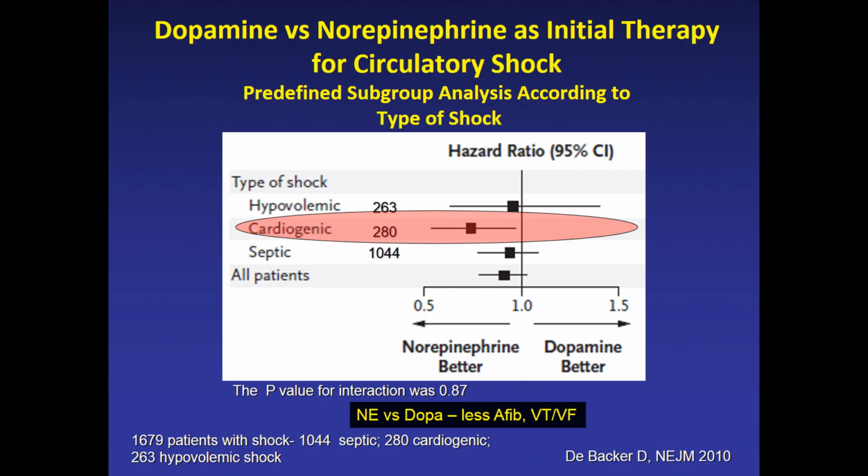And there was a signal of harm in the patients treated with dopamine compared to those treated with norepinephrine. That was particularly pronounced in the patients with cardiogenic shock, where the hazard ratio really favored treatment with norepinephrine. This may be because norepinephrine was associated with fewer arrhythmias, including atrial fibrillation and ventricular tachycardia or fibrillation. Although this was a post hoc analysis of a trial that included patients with and without cardiogenic shock, some have pointed to this data to support the use of norepinephrine as the first pressor of choice in patients with cardiogenic shock, particularly when the hemodynamics are not well understood.